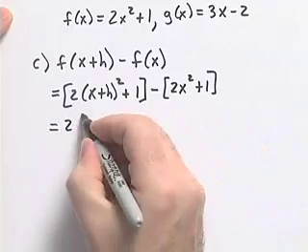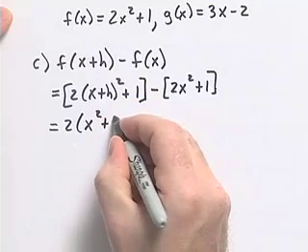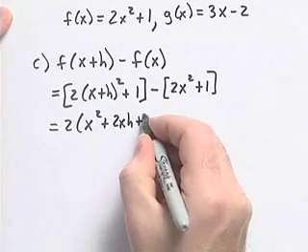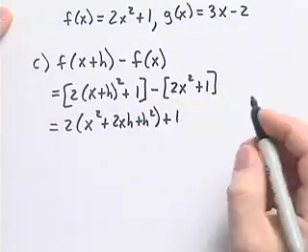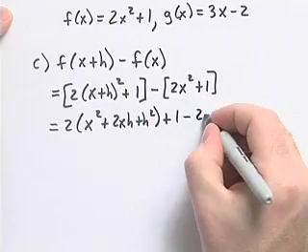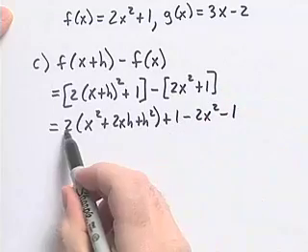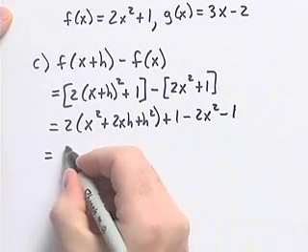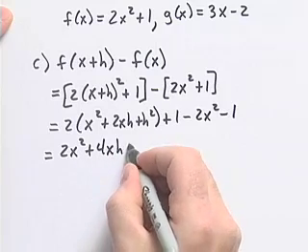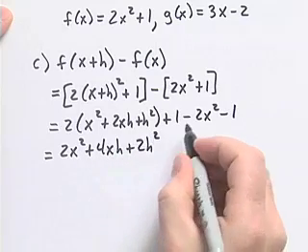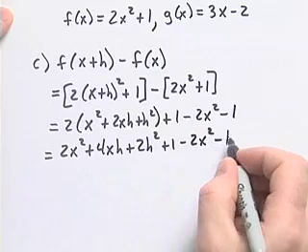So here we'll get 2, and if we expand x plus h squared, we'll get x squared plus 2xh plus h squared. And we have plus 1. We're going to subtract 2x squared, and then subtract 1. I'm going to distribute our 2 next. So we'll have 2x squared plus 4xh plus 2h squared, and plus the 1, minus 2x squared minus 1.